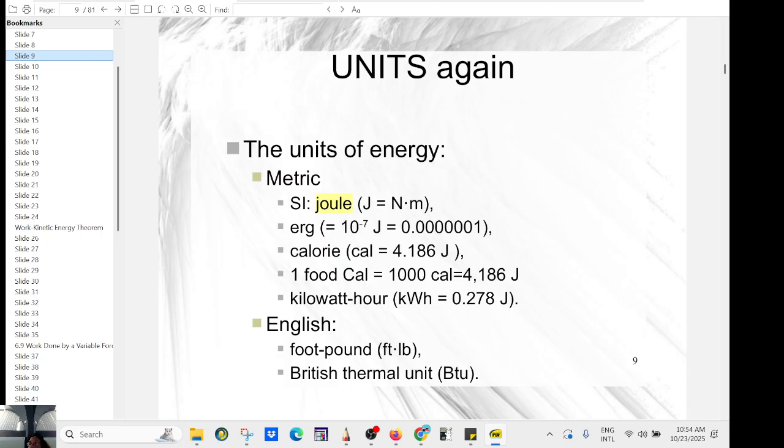Another unit for energy is the kilowatt hour. Kilowatt is for power. Power is energy per unit time. Then you multiply by the time and you get energy. Kilowatt hour. And then English units, forget about them.